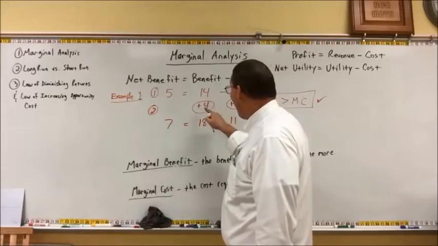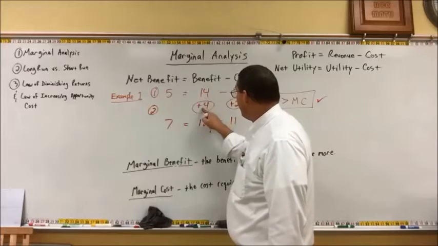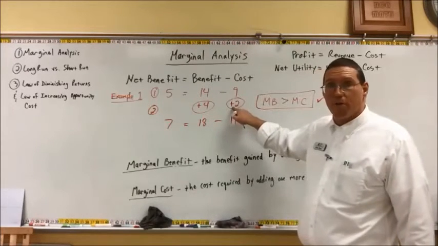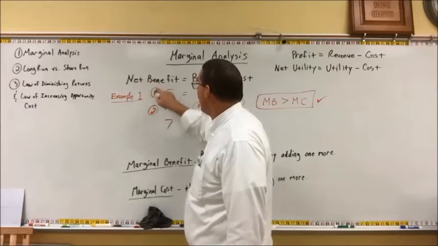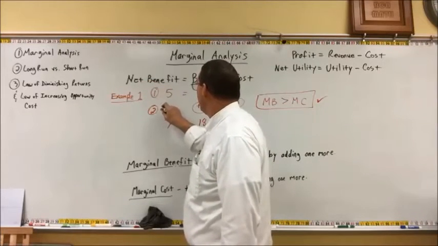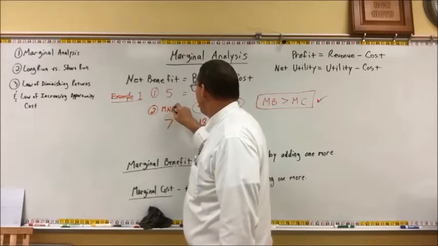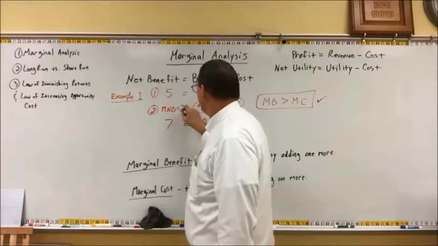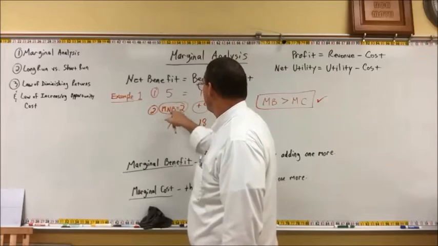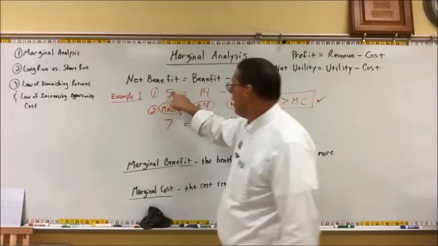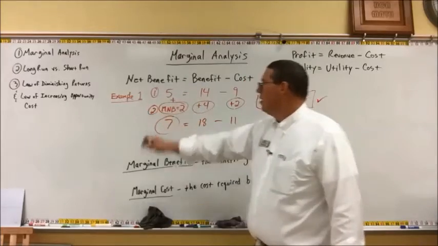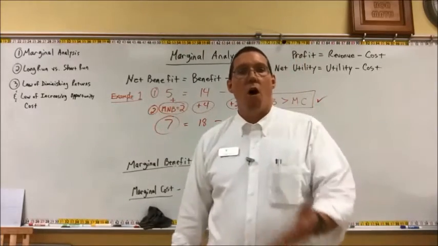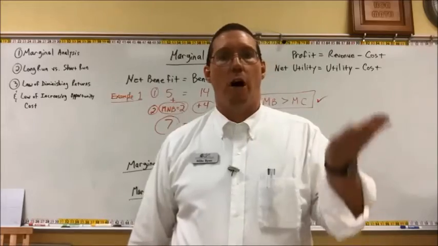And if I subtract the marginal benefit 4 minus the marginal cost 2, what I get is a marginal net benefit. A marginal net benefit of 2. And if I add that marginal net benefit to my benefit up here, 5 plus 2 is equal to 7. And my overall satisfaction has gone up.